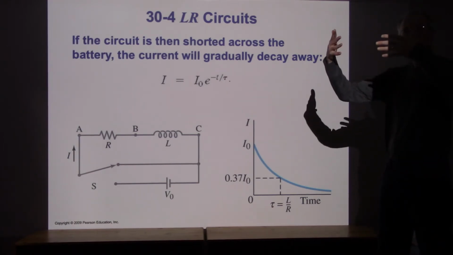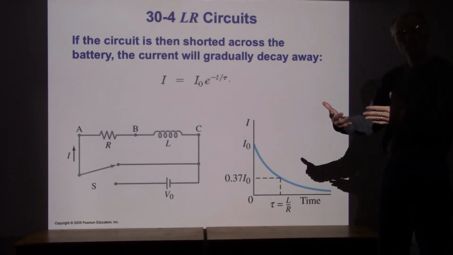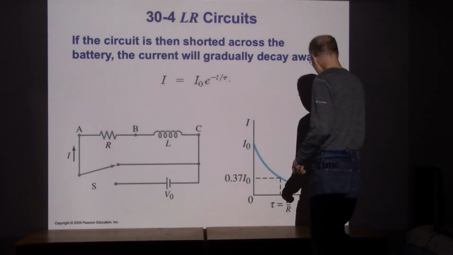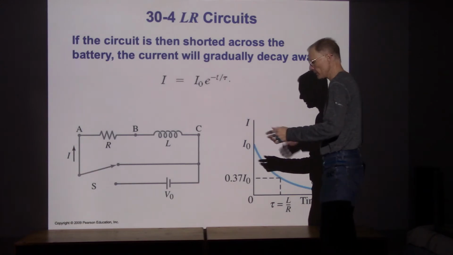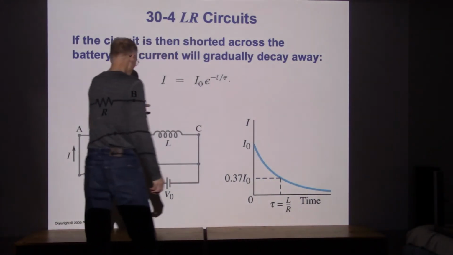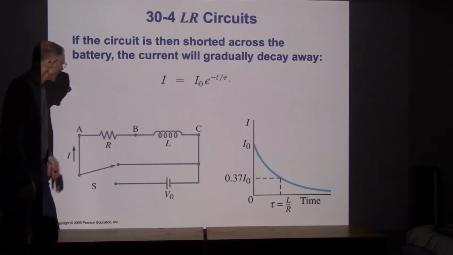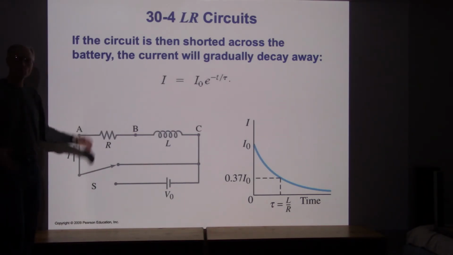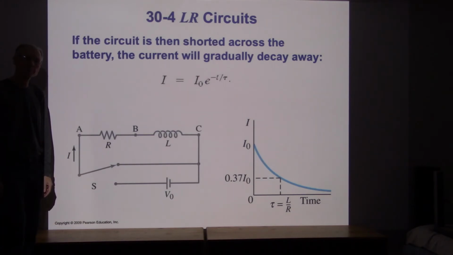So that's building up energy in the inductor and then releasing the energy out of the inductor. Once the current has dropped off, all the energy is gone out of the inductor. All the energy that was stored in the inductor has been thermalized in the resistor. There's no more energy left in the circuit.